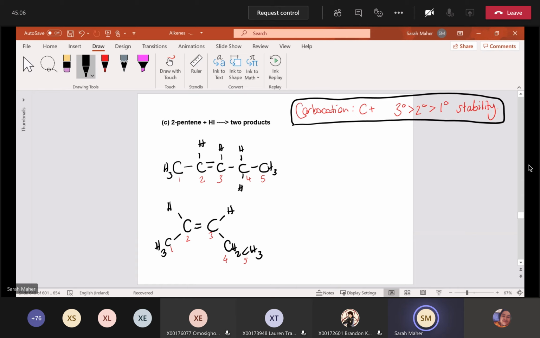Now, when the double bond breaks, the electrons have to form a bond somewhere, right? So if we have a look at our H, say HI in this case, we have H plus and I minus.